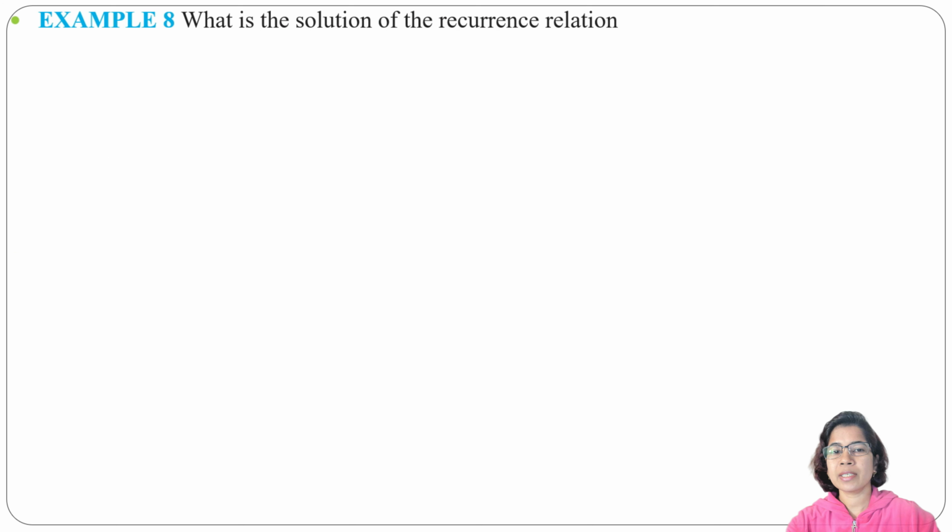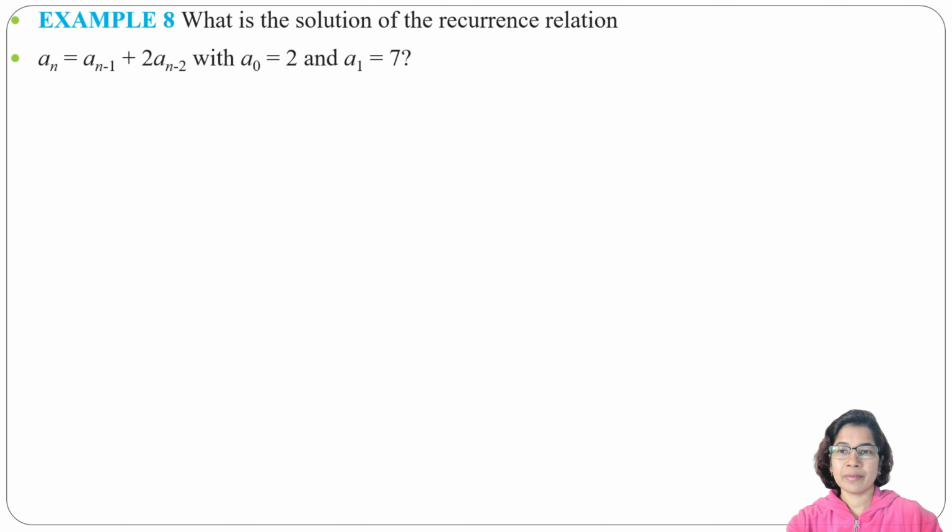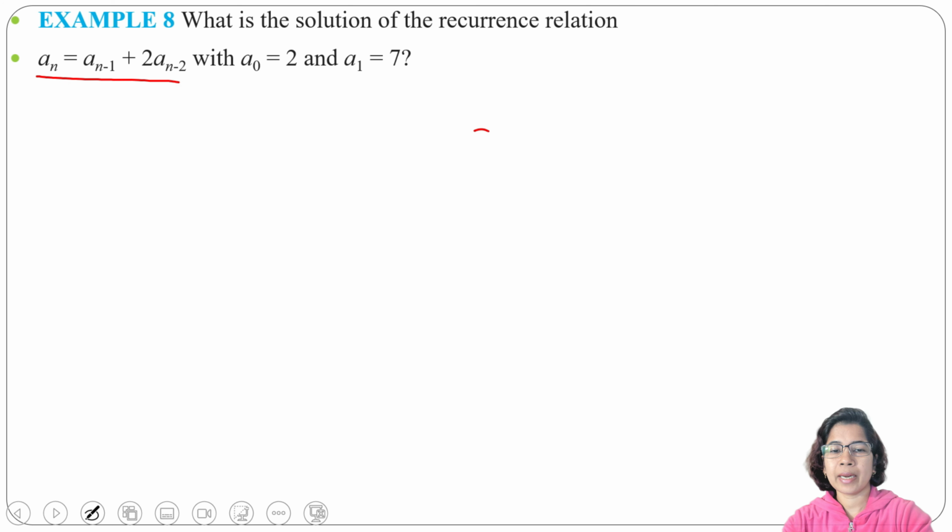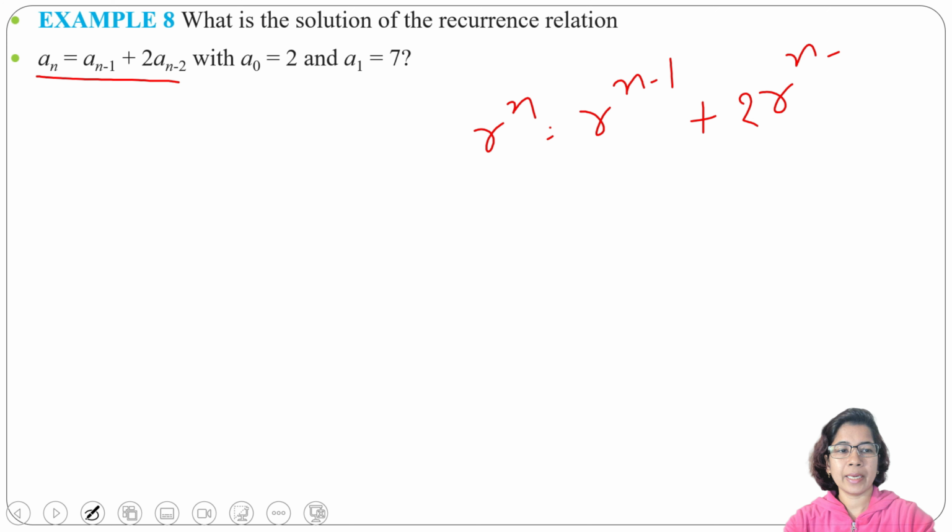Let's see one example so that you can understand. Example 8: what is the solution of the recurrence relation a_n equals a_(n-1) plus 2 a_(n-2) with a0 equals 2, a1 equals 7? So here the recurrence relation is given, but the characteristic equation is not given. First we need to write the characteristic equation. For this we can write r^n equals r^(n-1) plus 2 r^(n-2), right? Then both sides we can divide by r^(n-2).